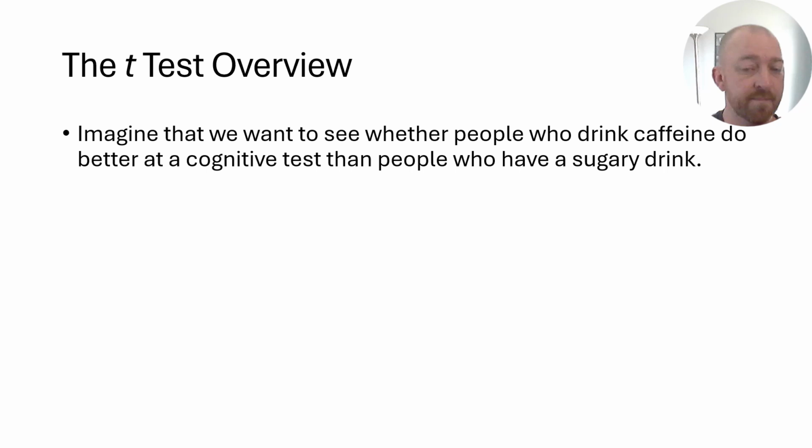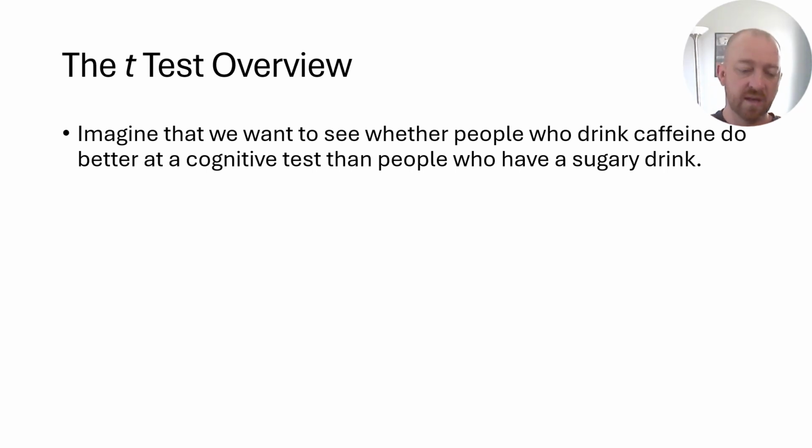All right, so let's just imagine that we've got some cognitive test and we're interested in how caffeine versus sugar influences that cognitive test. Let's say I want to randomly select people from a sample of people in the city or whatever, and I bring them in and then I randomly assign them to one of two groups. Some of the people in my sample will get caffeine and then they'll take a cognitive test. And then the other people will be randomly assigned to drink a sugary drink and take the same cognitive test.